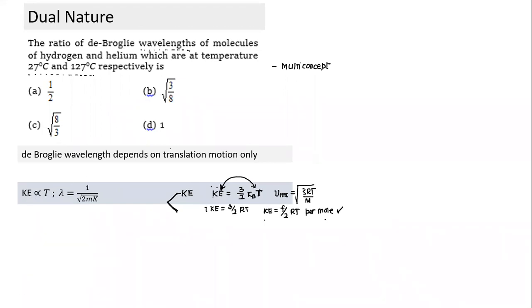All I need to know is that the kinetic energy is proportional to temperature. Since I need to calculate de Broglie wavelength, I know how it is related to mass and kinetic energy. But since temperature is given, in place of K, I can substitute T. So what is the ratio of these two terms? Let's see where diatomic and monatomic will come in. If I have to calculate the de Broglie wavelength of the hydrogen molecule divided by the de Broglie wavelength of helium, this term will go here and this term will go here.